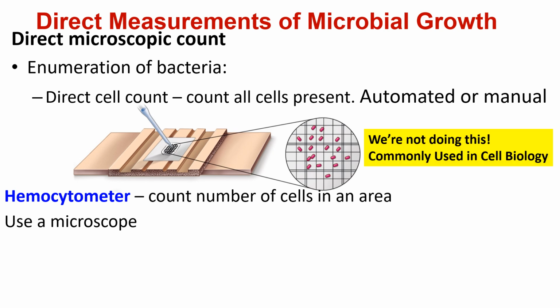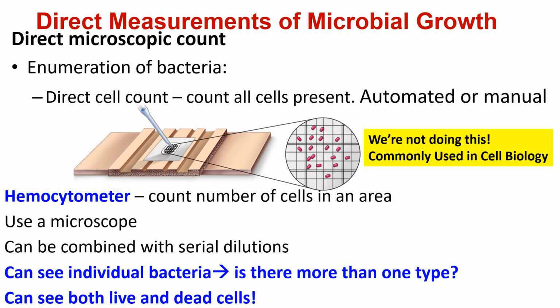Now, as I mentioned, we're not going to do this, but this is a very common technique in cell biology. You have to use a microscope to do this. And as we're going to talk about serial dilutions in a moment, we're going to use them for a different purpose, but you will most likely have to dilute your culture down a little bit serially to get individual cells that you can easily count.